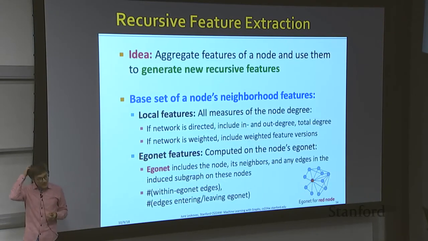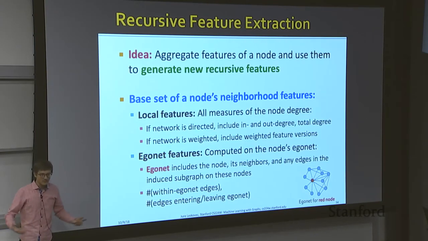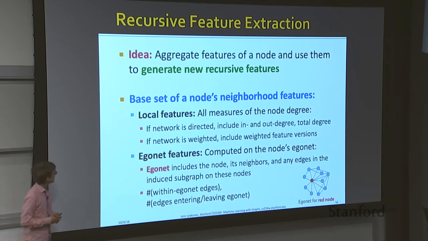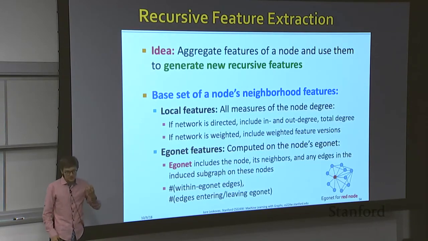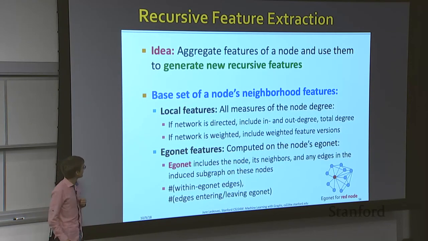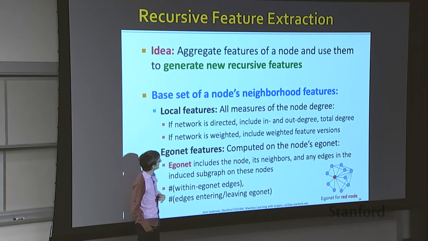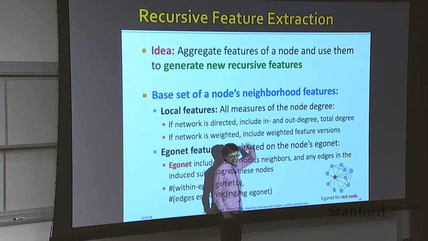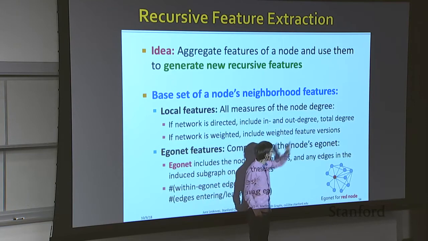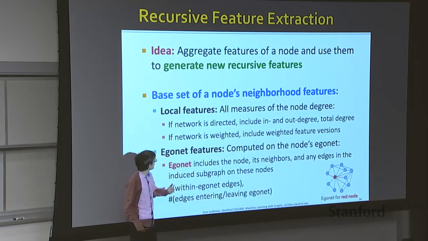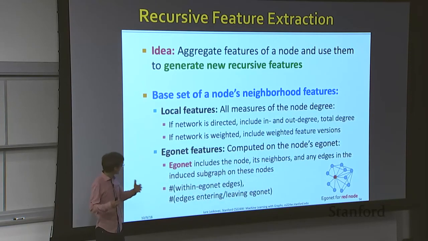The idea of recursive feature extraction is that we want to aggregate features from a node and turn them into new features, based on the features of the neighbors of a given node. First we will define a set of local features of a node, which are measures of the degree of the node. If the graph is directed, this could be in-degree, out-degree and total degree. If the graph is weighted, maybe this is the weighted degree, and so on and so forth. These are the base features.